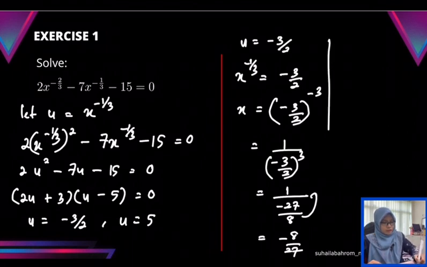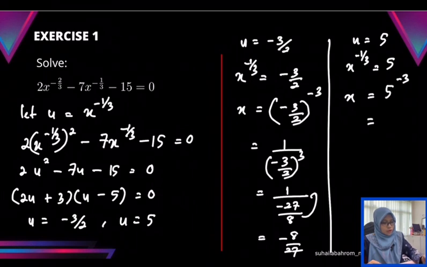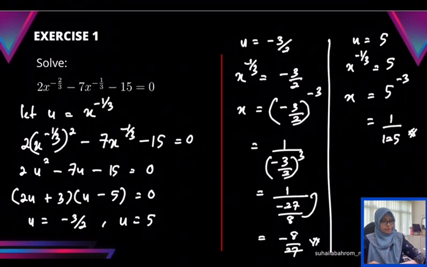And then for the other solution, when u is equivalent to 5, x power of negative 1 over 3 is equivalent to 5. So we can move to the other side. For the x is equivalent to 5 power of negative 3. Therefore, x is equivalent to 1 over 5 power of 3, which is 1 over 125. So there will be two solutions.